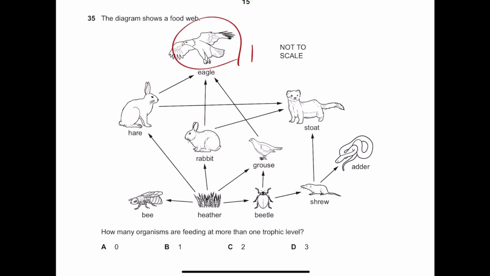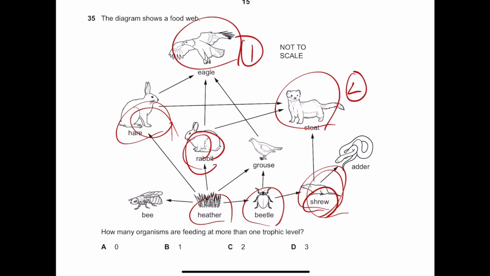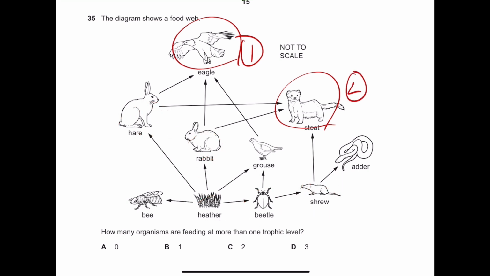So eagle is one. Let's look at stoat. Okay, stoat also consumes shrew, rabbit, and hare as well, and these guys all consume heather, and this one consumes beetle as well. So that's number 2. So stoat feeds at more than one trophic level.